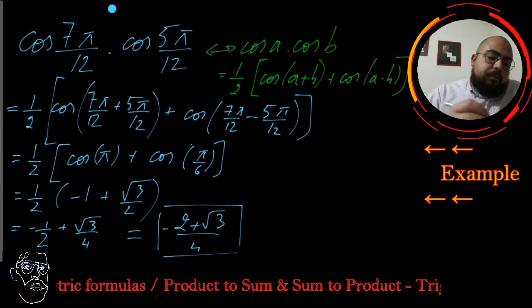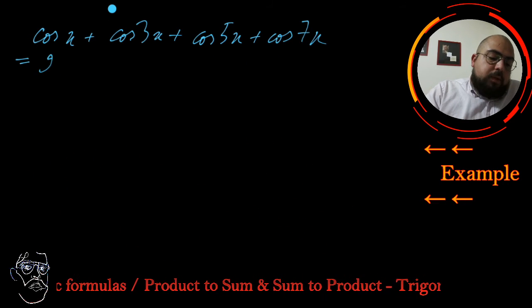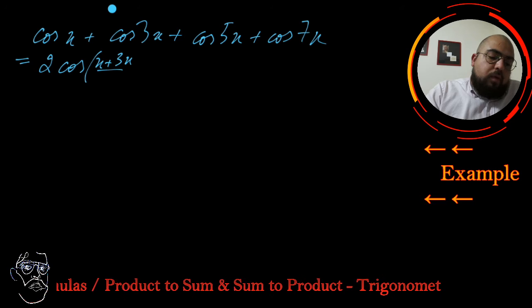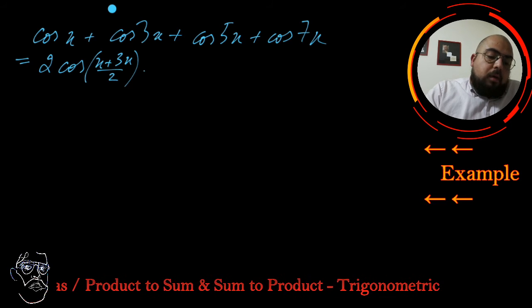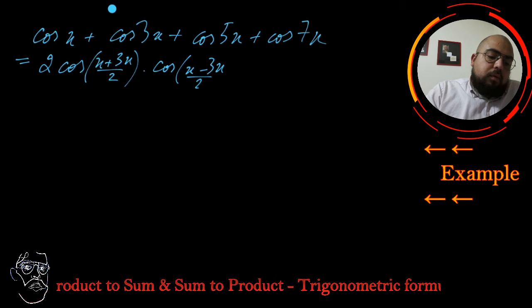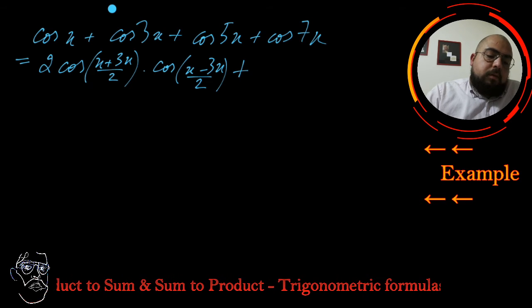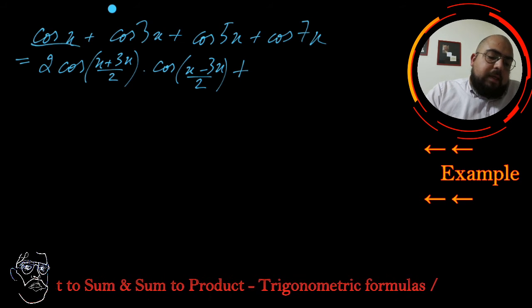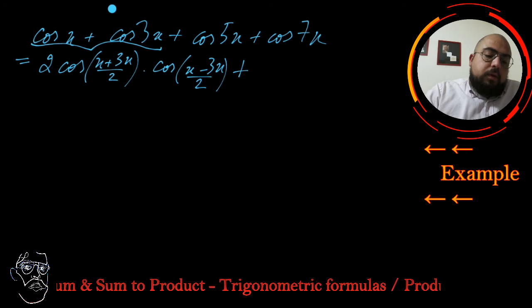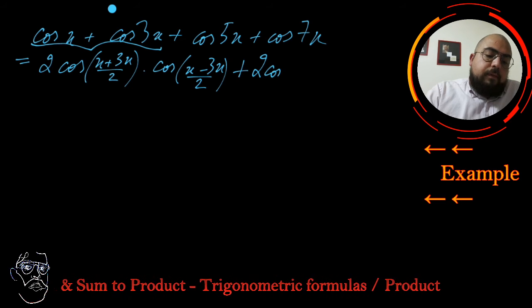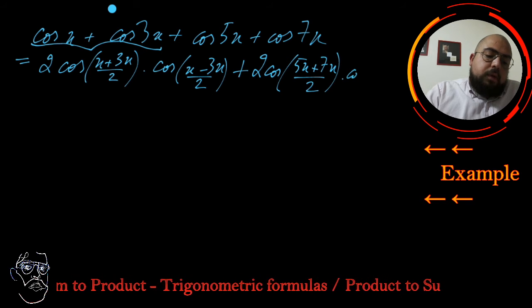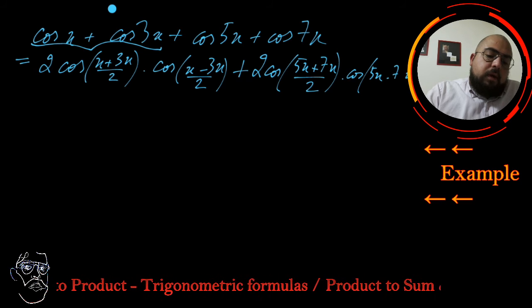So you will obtain 2 times cosine of (x plus 3x) over 2 times cosine of (x minus 3x) over 2, plus. So this was for this sum. What about the second one? Again, I'm going to use the same formula: 2 times cosine of (5x plus 7x) over 2 times cosine of (5x minus 7x) over 2.